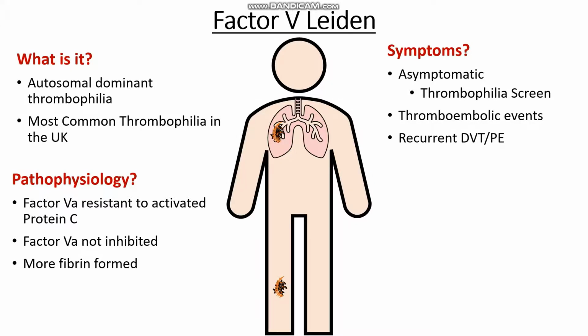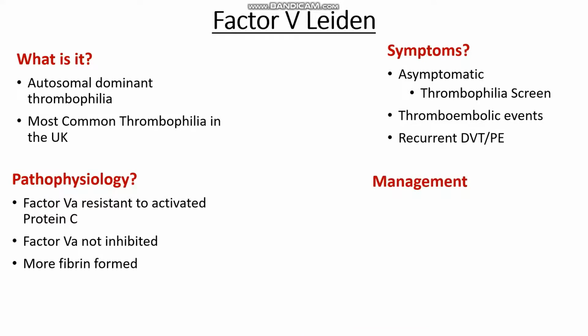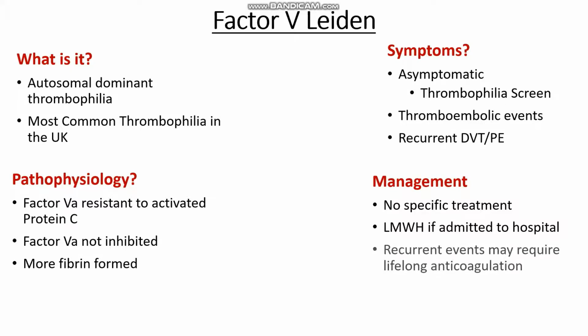So what can we do to manage factor V Leiden? Well, in general, if it's picked up incidentally and there's nothing else behind it, no specific treatment is needed. Only treatment is needed to treat the embolic event. However, if they're being admitted to hospital, we need to be aware that they're at a higher risk of having embolic events, and therefore are more likely to need low molecular weight heparin, especially if they're pre-op. One thing to remember, though, is if they're having recurrent DVTs or recurrent PEs, they may require lifelong anticoagulation. So factor V Leiden, not a great deal to know about this, just that it is the most common thrombophilia in the UK.